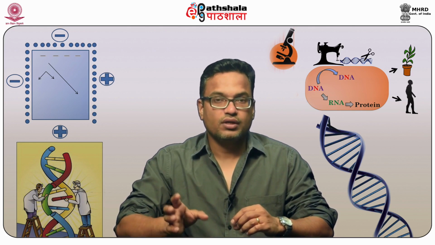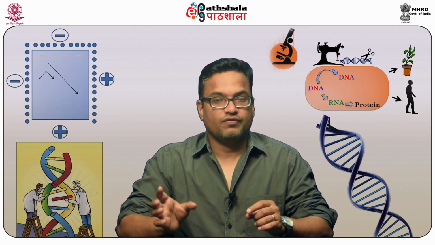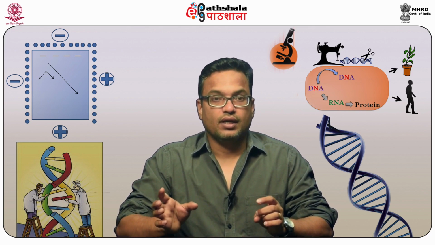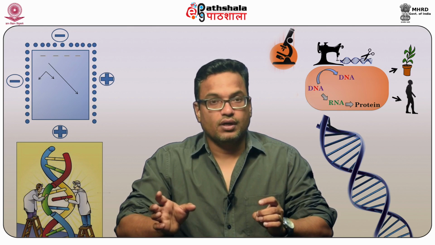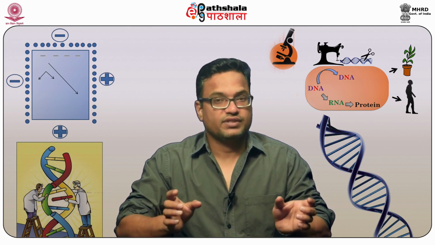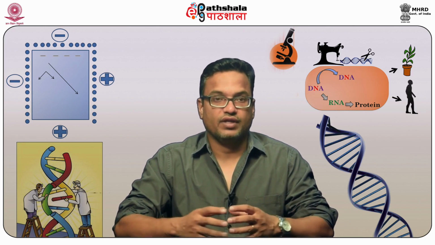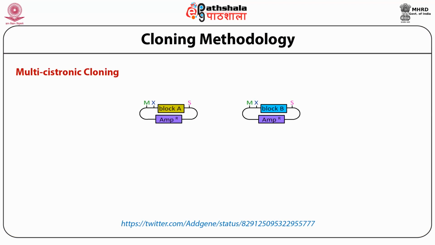We need to make sure that if we have an independent promoter for each gene, each promoter has a Shine-Dalgarno sequence as well as the start codon. Otherwise, if we are driving it from a single promoter, we'll have just one SD sequence and one start codon for that multicistronic cloning approach.